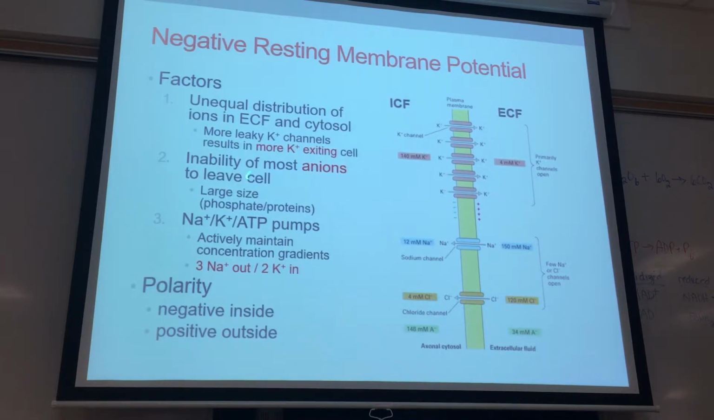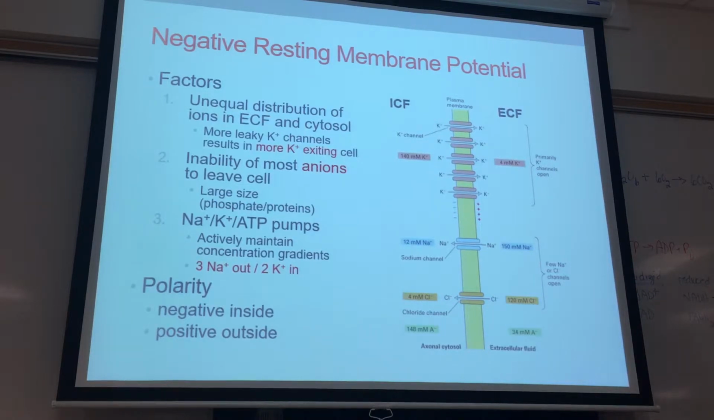The second is the inability of most anions to leave the cell. These were the phosphate ions. These were the big proteins, the amino acids, that are typically negative in nature. And they don't go anywhere. And that's also going to make it negative. You have anions on the inside. That's going to make it more negative on the inside as well.